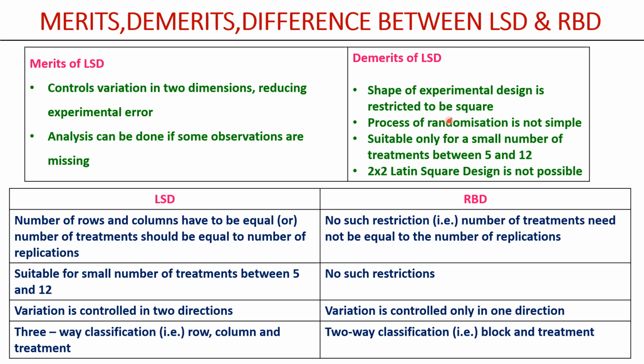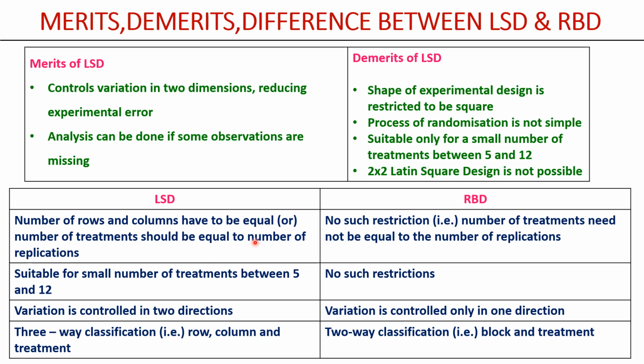Demerits: it is restricted. The shape of the experimental design is a square, so it cannot be rectangular. Process of randomization is not simple because we want the treatments to be allocated in such a way that each occurs only once in each row and in each column. It's preferable only for a small number of treatments, and a 2 by 2 Latin square design is not possible due to these restrictions. So these are some of the demerits of LSD and these are the merits.